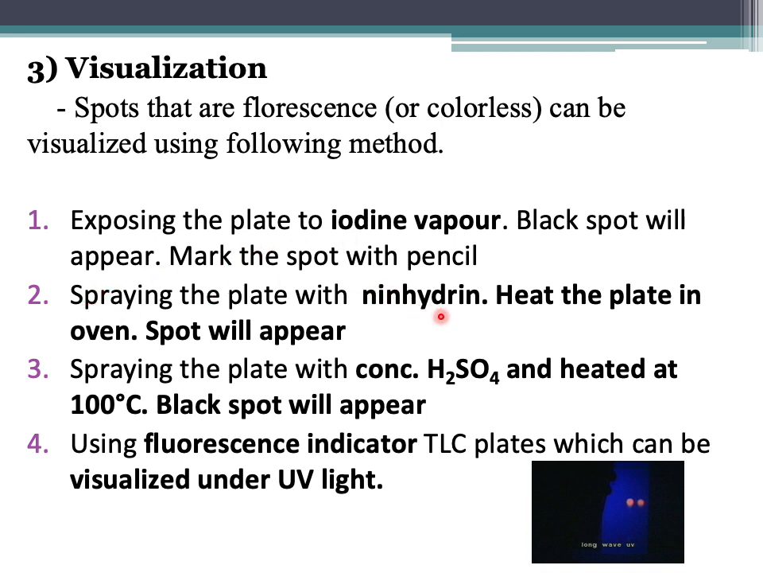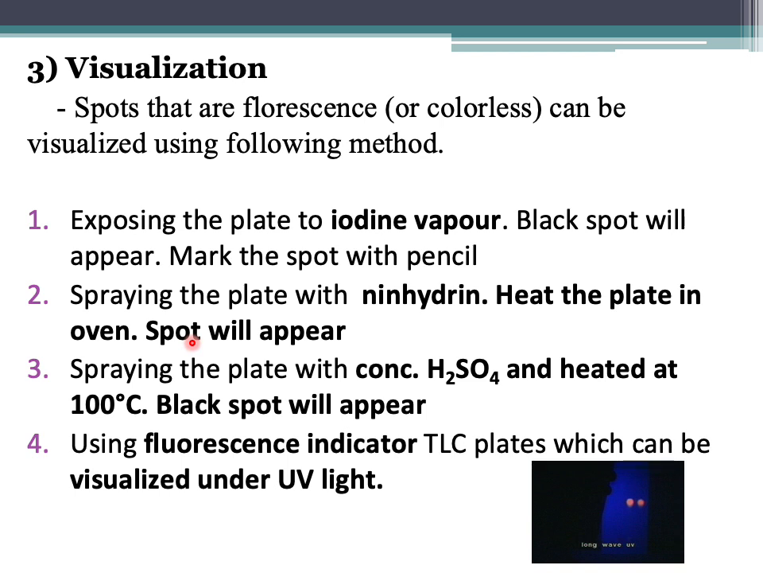Spraying the plate with ninhydrin, then heat the plate in an oven. Spots will appear. Okay. And spraying the plate with concentrated sulfuric acid and heated at 100 degrees Celsius. Black spots will appear. Or you can use a fluorescent indicator TLC plate, which can be visualized under UV light. Ini cara-cara kita nak dapat lihat spot after kita buat TLC.